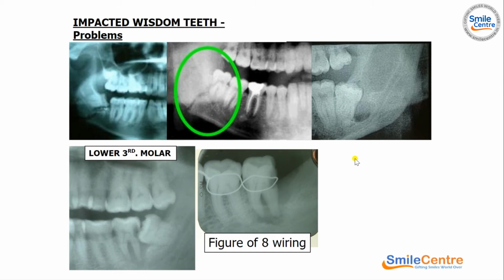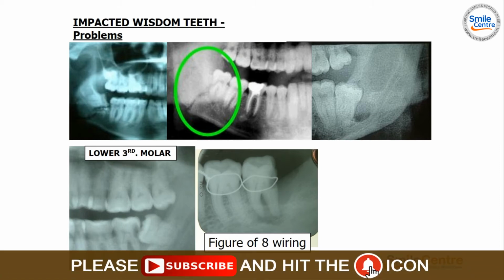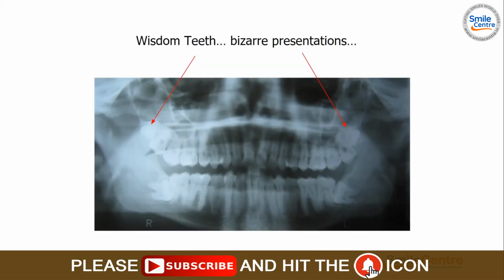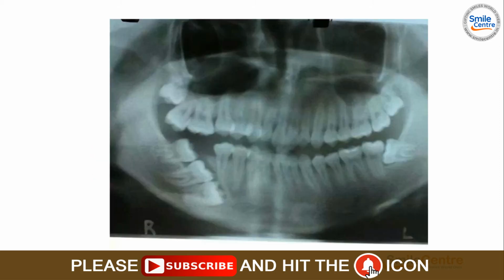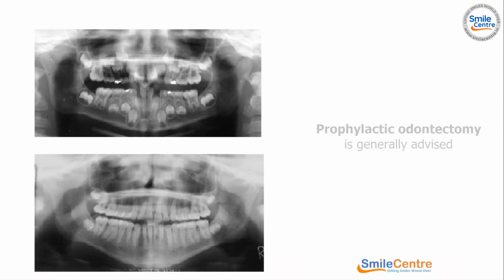This is a complication of surgical removal. Very rarely, a fracture of the mandible can happen because of certain kinds of weakness within the bone, or because of the nature of the surgery which is required to remove the wisdom tooth. So the older the individual, the greater the chances for a fracture like this. And we get wisdom teeth in bizarre presentations in different ways, as you can see in these images. So many different ways they lie inside the jaw bones.